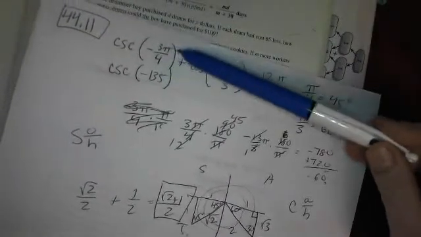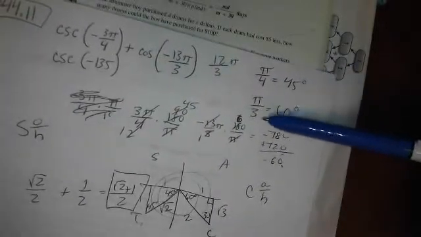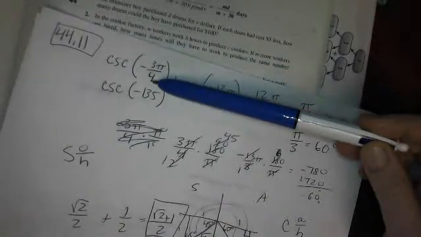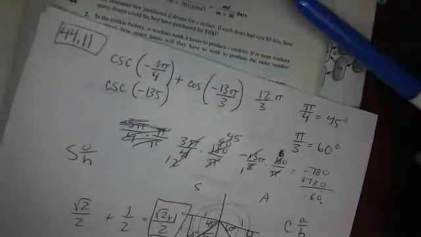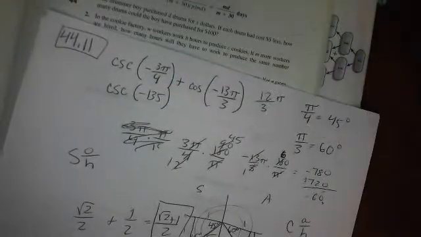Basically, I showed that you can convert this. I know that pi over 4 is 45 degrees, and I know that pi over 3 is 60 degrees. So you can think of this as 3 times 45 degrees if you want to. If you can do that math in your head, that would give you 135.